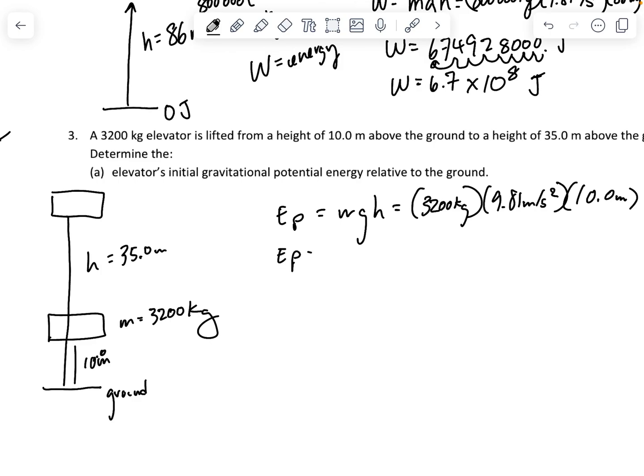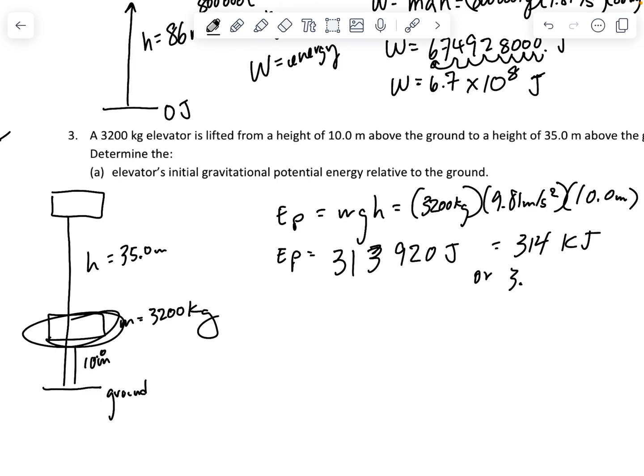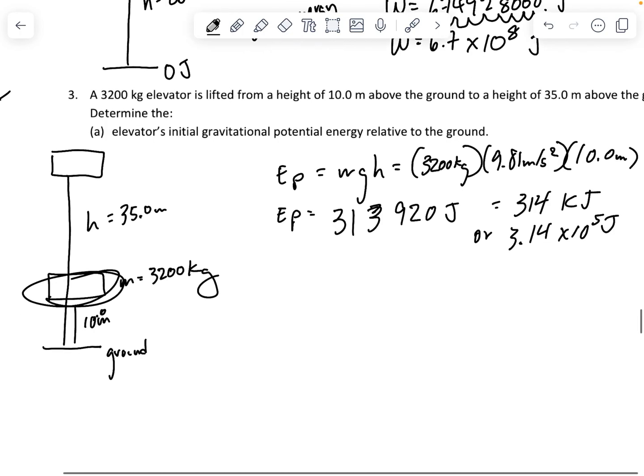So my potential energy at this spot is 313,920 joules. It's supposed to have 3 sig digs, so 314 kilojoules, or 3.14 times 10 to the 5 joules. Okay, so that's at this spot.